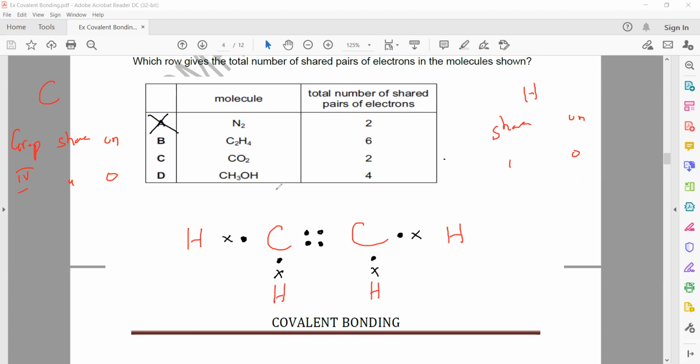Now to work out the number of pairs: this is 1 pair, second pair, third pair, fourth pair, fifth pair, and sixth pair. So there are 6 pairs of electrons. So the total number of electron pairs is 6. That's why B is the right answer. So in the exam, you have to draw the structure and then work out the number of shared pairs of electrons between the atoms.